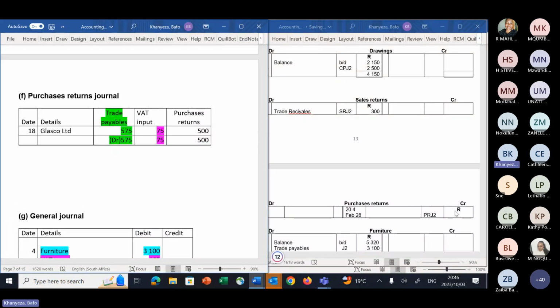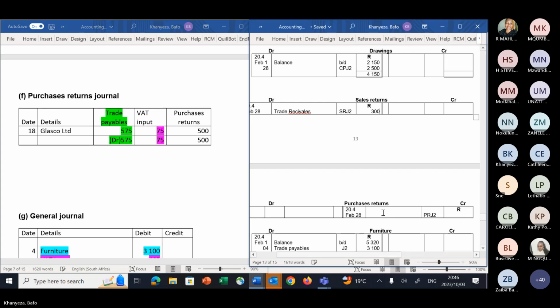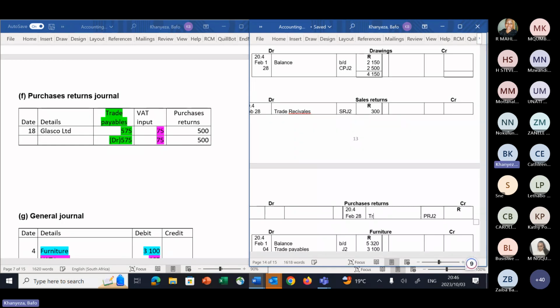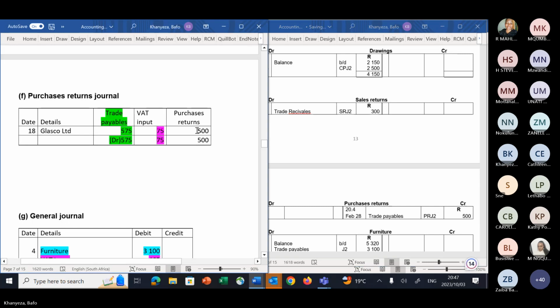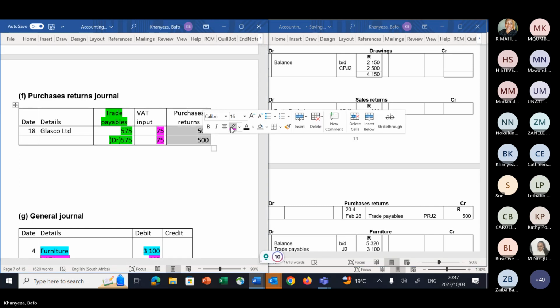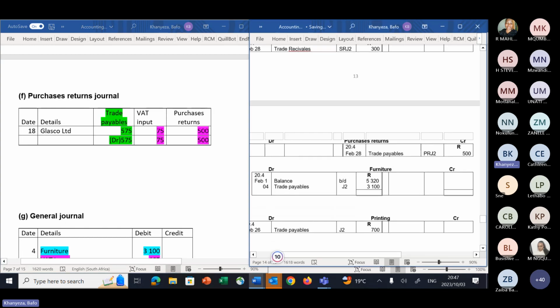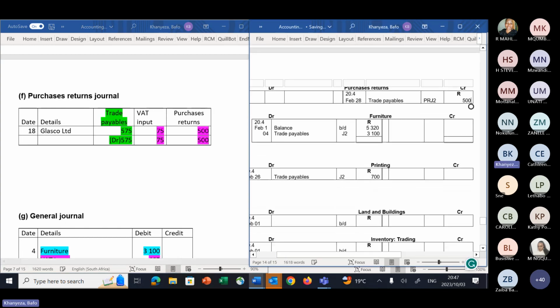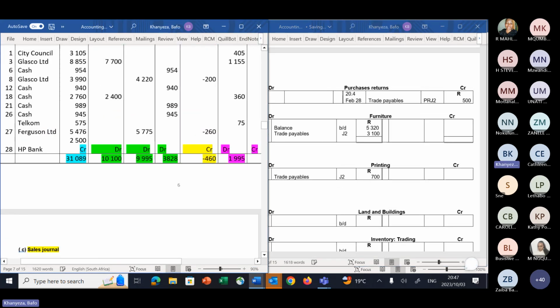Purchases returns. We are purchases on the debit side, so they're reducing trade payables. It's good that we don't add where there is no other side. So, printing. Okay, then now we go back here.